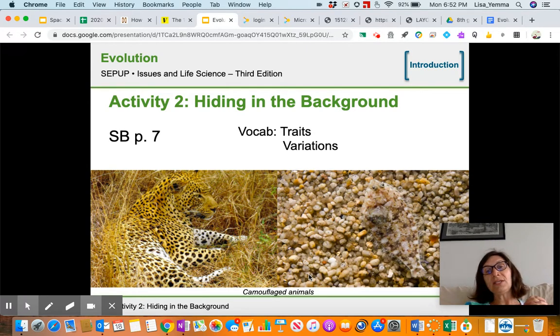You can see that this technique of hiding in the background is camouflage. You watched last week that video about natural selection with the moths. When the environment changes, the really helpful mutations that help the organism survive in the environment will be passed on to offspring and eventually through the population.